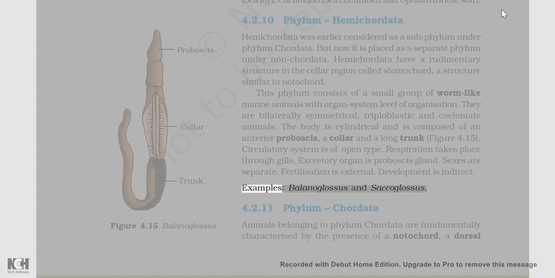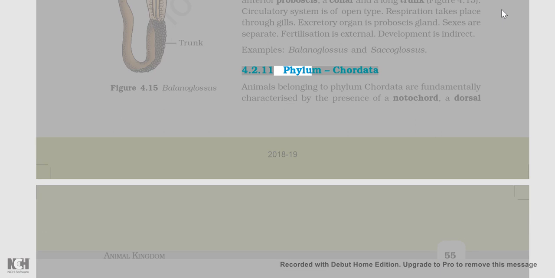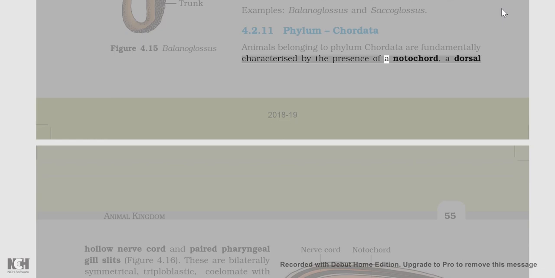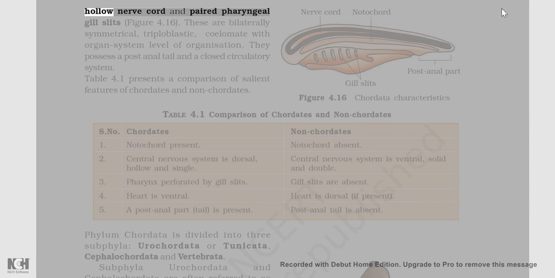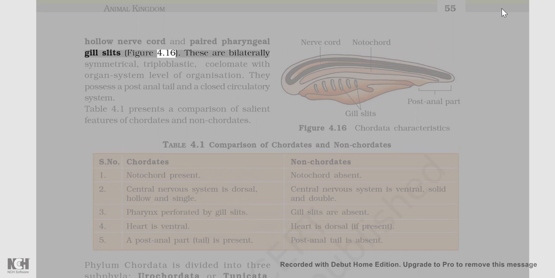4.2.11 Phylum Chordata. Animals belonging to phylum Chordata are fundamentally characterized by the presence of a notochord, a dorsal hollow nerve cord, and paired pharyngeal gill slits, figure 4.16. These are bilaterally symmetrical, triploblastic, coelomate with organ system level of organization. They possess a postanal tail and a closed circulatory system. Table 4.1 presents a comparison of salient features of chordates and non-chordates.